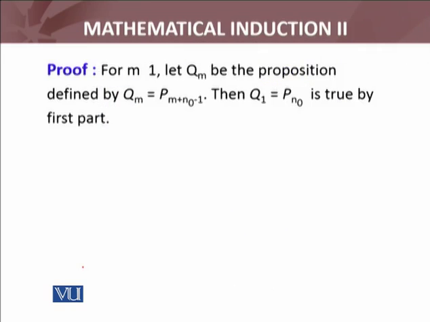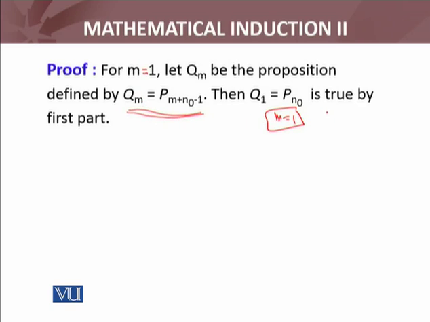So I am going to prove this one. For m equals 1, let Q m, I am going to define another proposition Q m by the proposition defined by this one. Now this new proposition, which I have defined using P m, if I put m equals 1, then my Q1 equals P n naught. So I have redefined the propositions by this one.